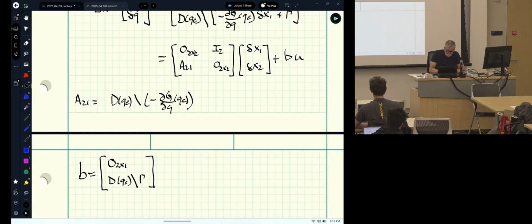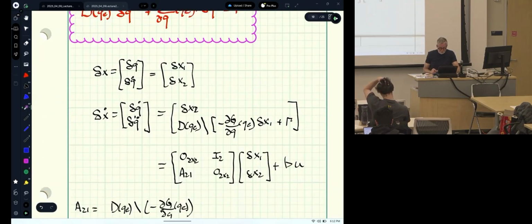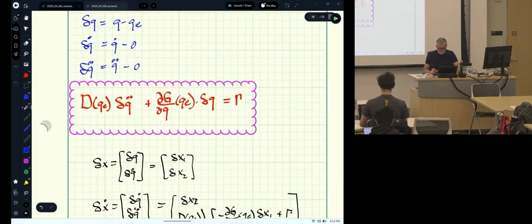So it's a fairly simple linear system. So identity 2 by 2, 0, 2 by 2, 0, 2 by 2. And you've got a 2 by 2 matrix here. There it is. And then this is a column vector, and it's got zeros in the first part, and then it's got non-zeros in the second part. So you can derive it either way.